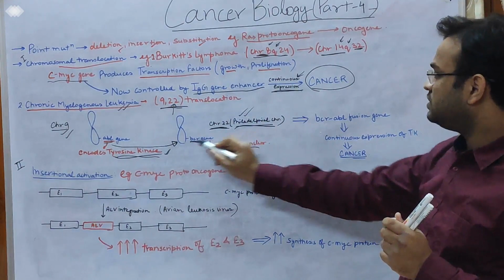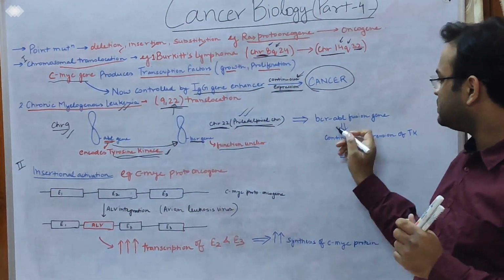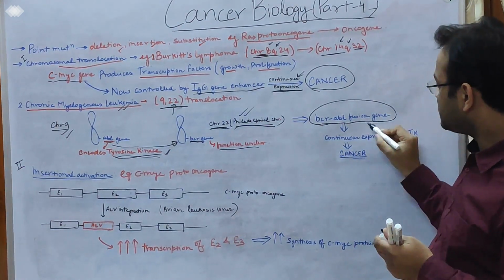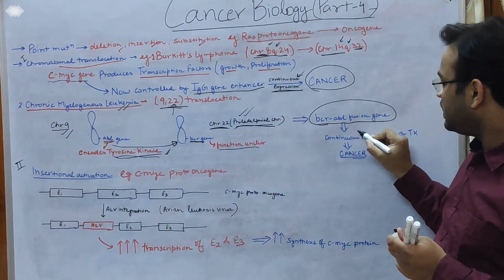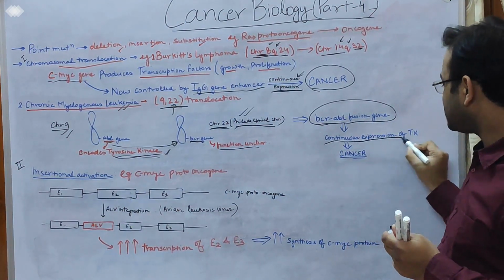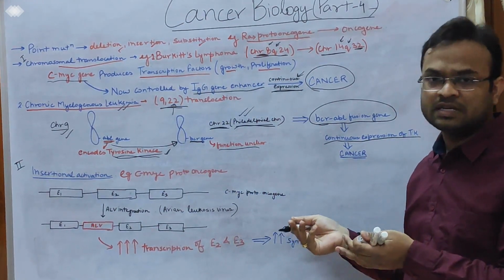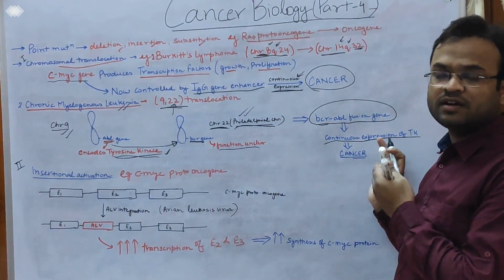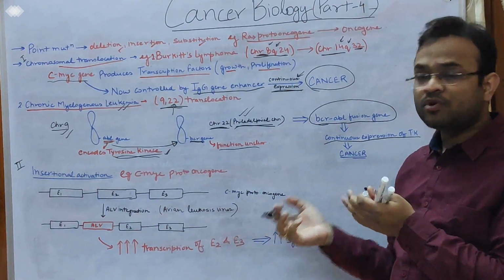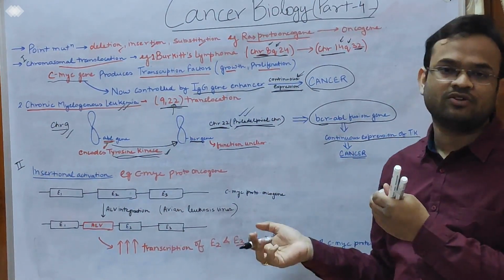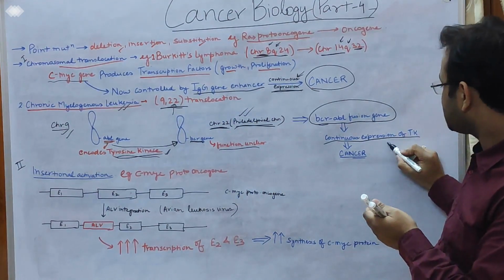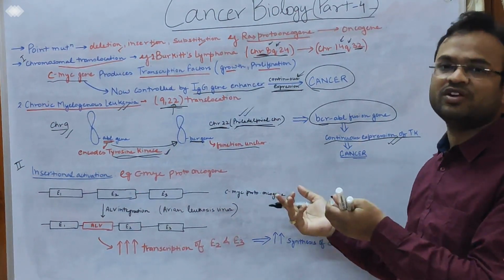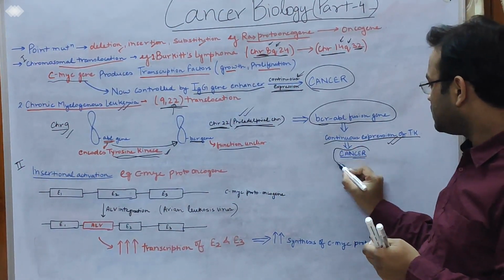But after ABL comes near to BCR, a BCR-ABL fusion gene is formed. After this fusion gene is formed, it is involved in continuous expression of tyrosine kinase. A lot of tyrosine kinase is produced, and we have already read that the genes responsible for the production of tyrosine kinase can be proto-oncogenes. So this continuous expression of tyrosine kinase will aid in a lot of proliferation of the cell, and ultimately cause cancer.